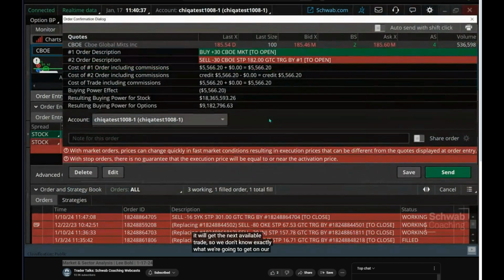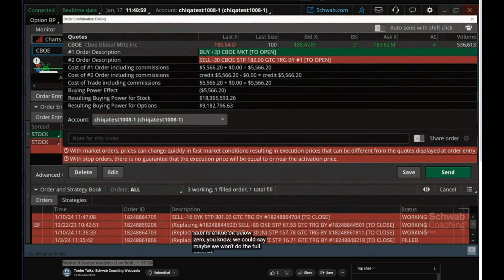All right, so here is our potential trade. We're buying 30 shares of CBOE based on our market and sector analysis. Given the fact that the McClellan oscillator is a little bit below zero, we could say maybe we won't do the full amount, but since it is breaking out, maybe we'll go for the full amount. But that's how some traders might take the negative signal from the McClellan oscillator and change their approach just a little bit, maybe cut back on the shares or something like that.